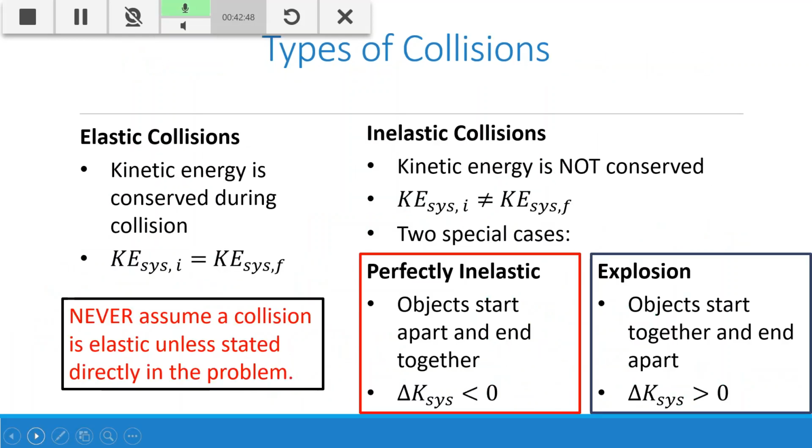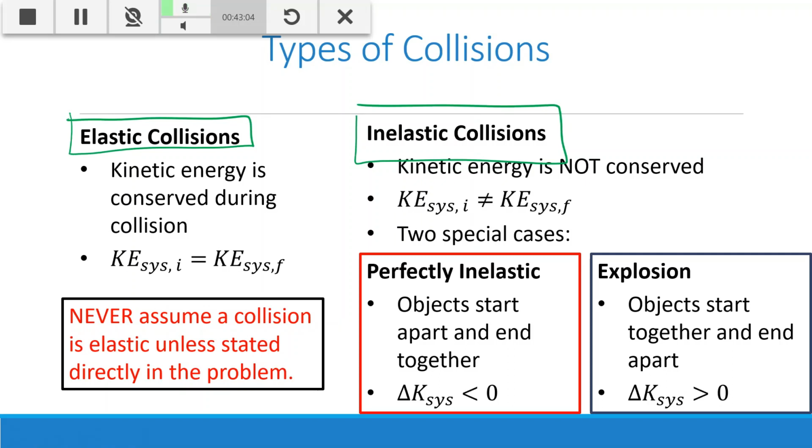So now we can also classify these different types of collisions in terms of what happens with kinetic energy. So we define collisions as two types. We can have elastic collisions and we can have inelastic collisions. These are two general categories of collisions. Now, we assume that momentum is conserved if there's no net external forces.